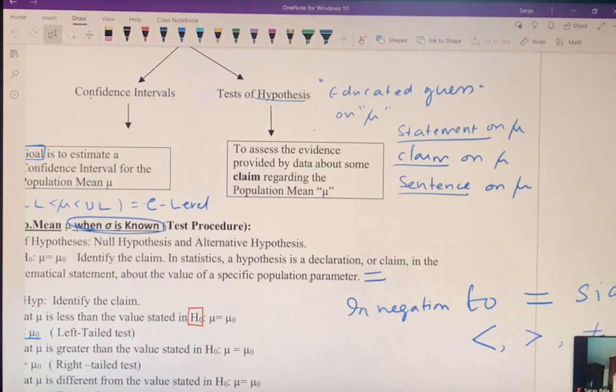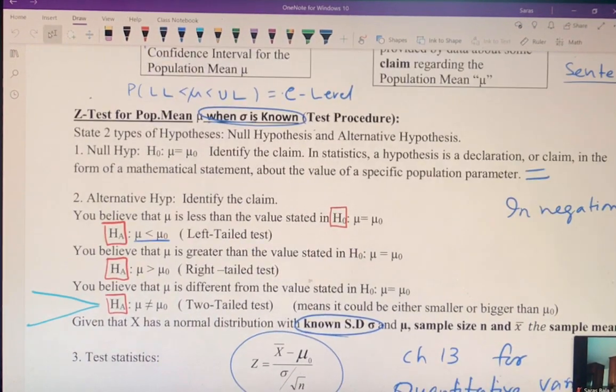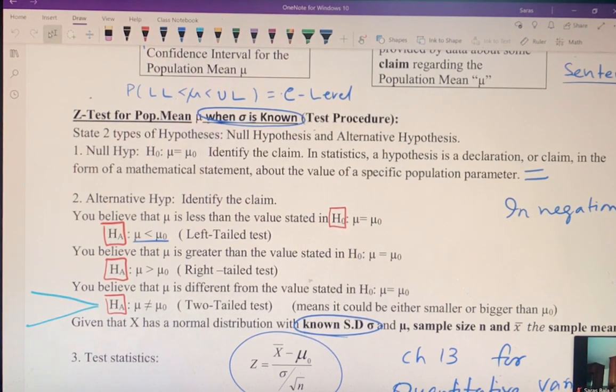So basically, the definition of a hypothesis in the English dictionary says educated guess. That is correct. So the educated guess is going to be on mu, the population mean. So the statement is going to be tested in testing of hypothesis. That is correct. To do this, we are given a test procedure. So here is the test procedure. Any test needs a test procedure. If it is a test, that means there is going to be a recipe. The same way here, for testing the population mean mu, we are given a test procedure.